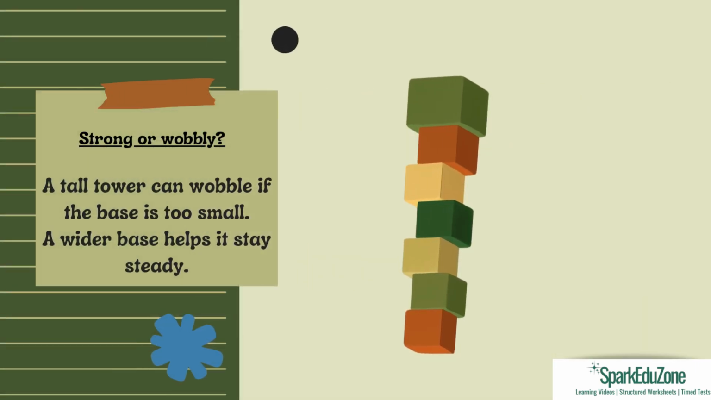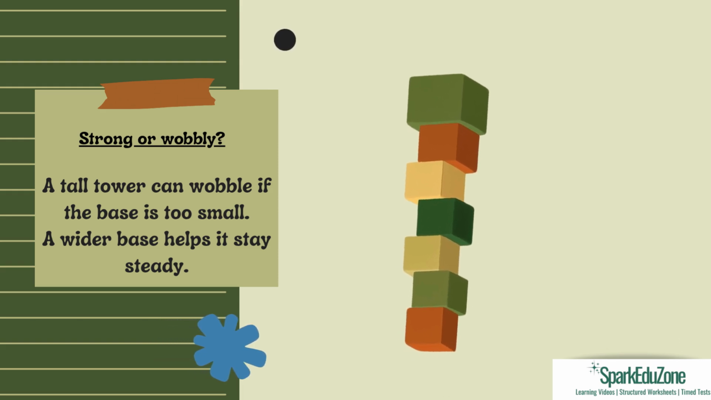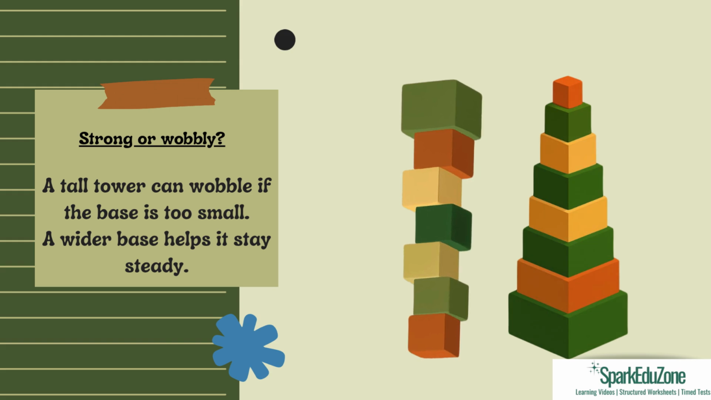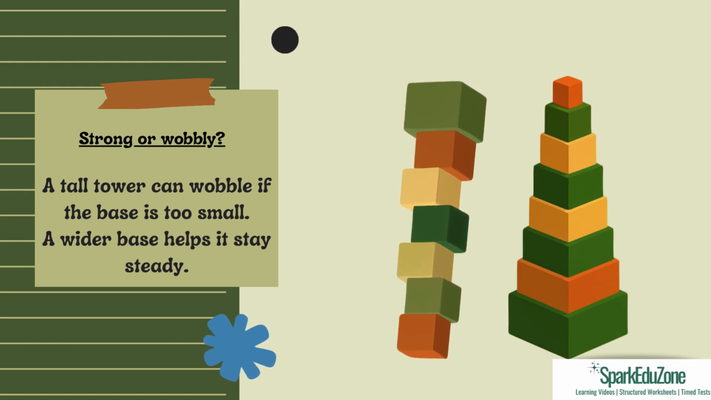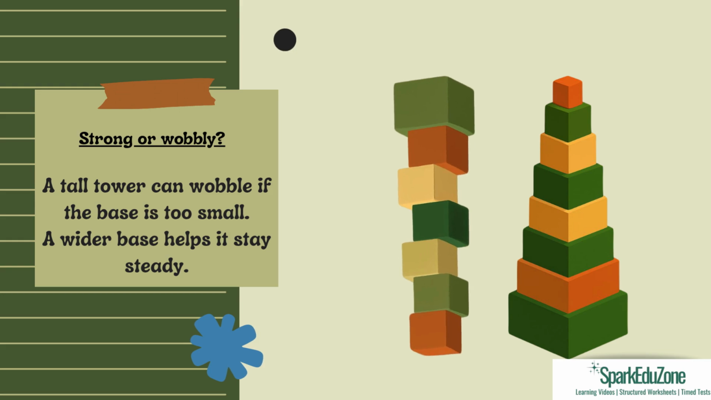Some shapes are stronger than others. A tall tower can wobble if the base is too small. A wider base helps it stay steady. Builders and engineers think about this all the time.